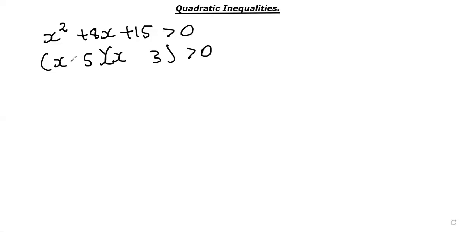Now you say the bigger number takes the sign of the middle term. And because the last term is positive, this one is bound to be positive as well. Then you say your critical values here will just be -5 and -3.